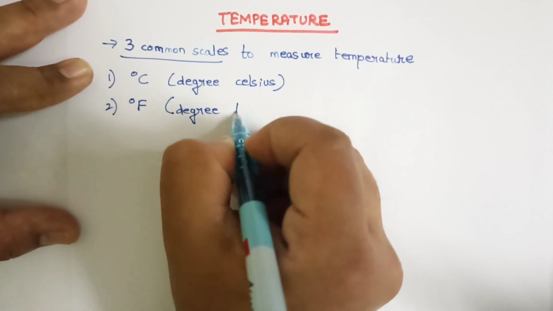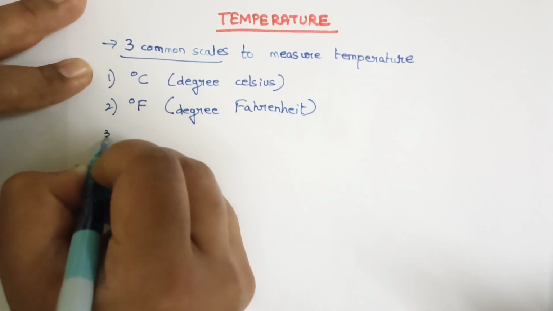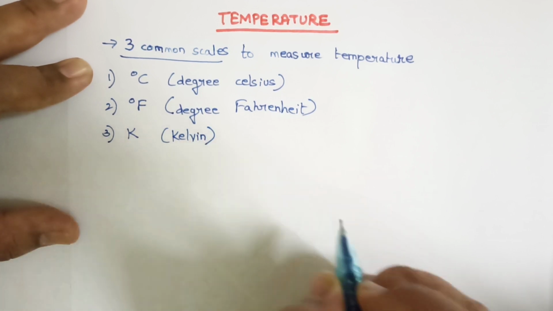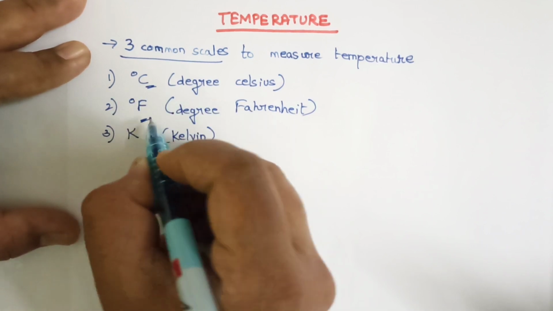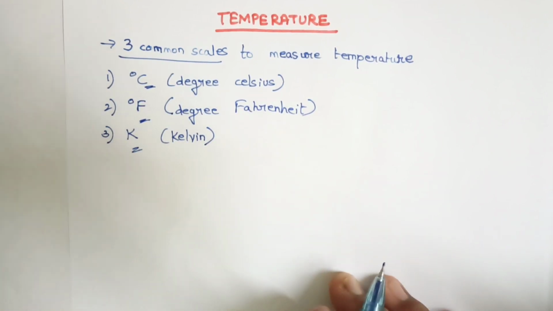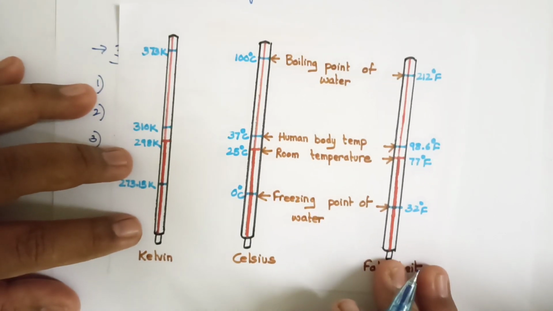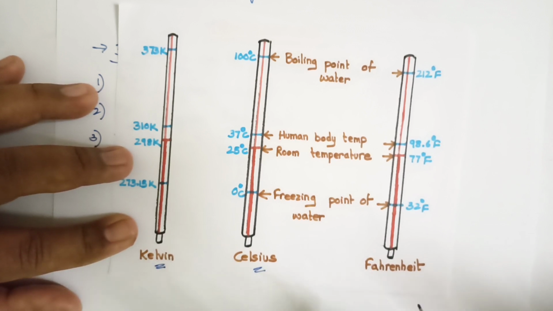And third one is Kelvin. So these three scales of measurement are usually used while measuring the temperature. What are those three scales? First one is degree Celsius, second one is degree Fahrenheit, and third one is Kelvin. Let us look into the relationship between these three. So this is the Kelvin scale thermometer, Celsius scale thermometer, and Fahrenheit scale thermometer.